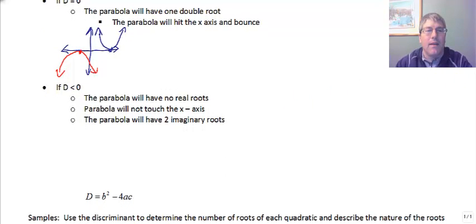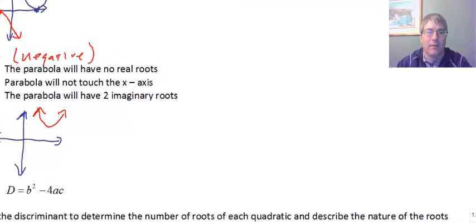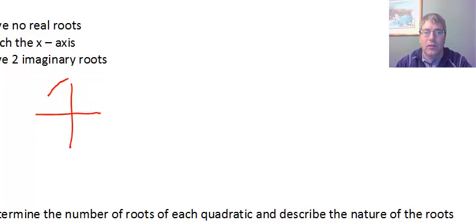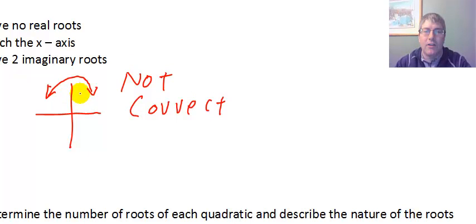Cartesian plane. Now, if d is less than 0, if the discriminant is less than 0, or if you will, if it's negative, the parabola will have no real roots. It will never touch the x-axis, but it will have two imaginary roots. So our graph of our parabola might look something like this. Whatever the case, it's never going to cross the x-axis. Okay? Now, it cannot look like this. This is not correct, because eventually this parabola will hit the x-axis. So, you've got to be careful how you draw that.